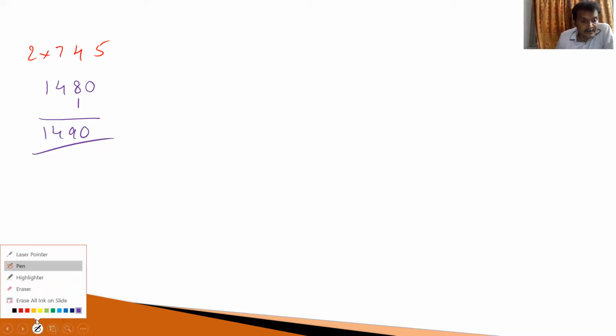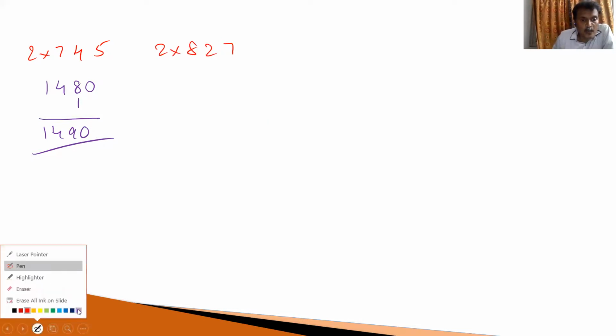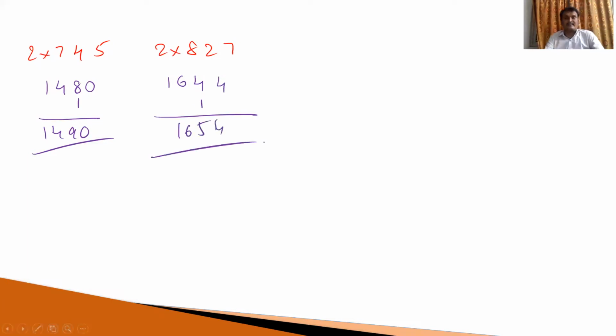Okay. Now, next example. 2 times 827 is equal to how much? So what is 2 times 800? That is equal to 1600. Just write down 16. Next, 2 times 20 is equal to 40. So 4 is in the tens place. 2 times 7, that is equal to 14. Here 4 is in the unit place and 1 is in the tens place. So 1654 is the answer. Okay, no need to take carry or anything. Just write down like this, you will get the answer.